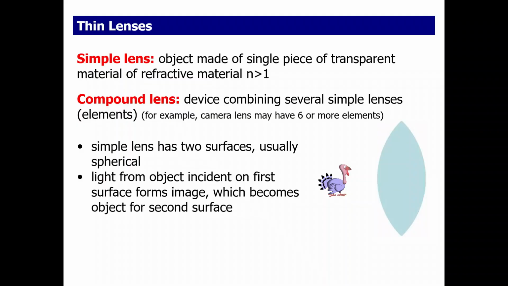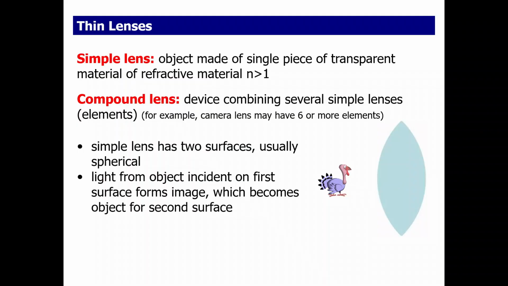So our simple lens is going to have two surfaces. We're going to focus on spherical lenses for our purposes. And what happens is the light passes into the first surface and then is going to refract, so bend, and then the image forms on the inside of the lens, and then that light passes through the other surface and is going to bend a second time. Now, that would be very difficult for us to track. So that's what a regular lens does, not necessarily a thin lens.